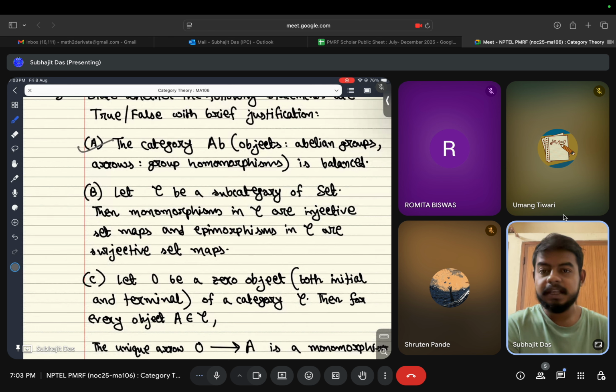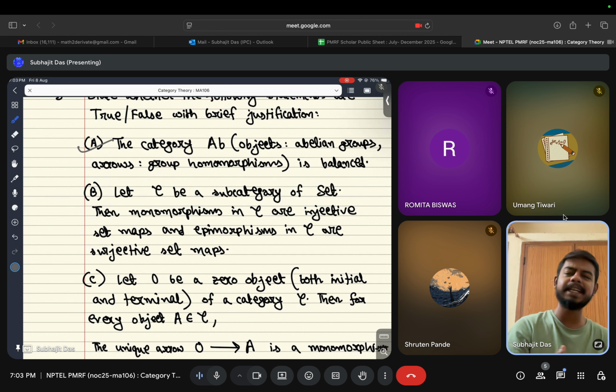Okay. Now the next question. So we have seen that in the category of sets, monomorphisms are exactly injective maps, epimorphisms are exactly surjective maps. We know this. But now this question is asking about a subcategory of Set. So what is a subcategory, by the way? Given a category D, a subcategory of D is a category C whose class of objects is a subclass of the class of objects of D, whose class of arrows is a subclass of the class of arrows of D.